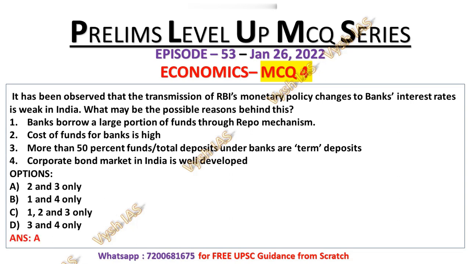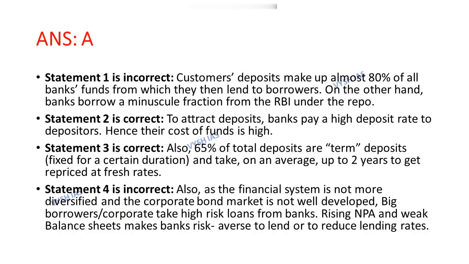So the answer will be option number A, that is 2 and 3 only, which means that statement number 2 and statement number 3 are the possible reason behind the transmission of RBI's monetary policy changes to bank interest rate being weak in India. Now let's look at the explanation.